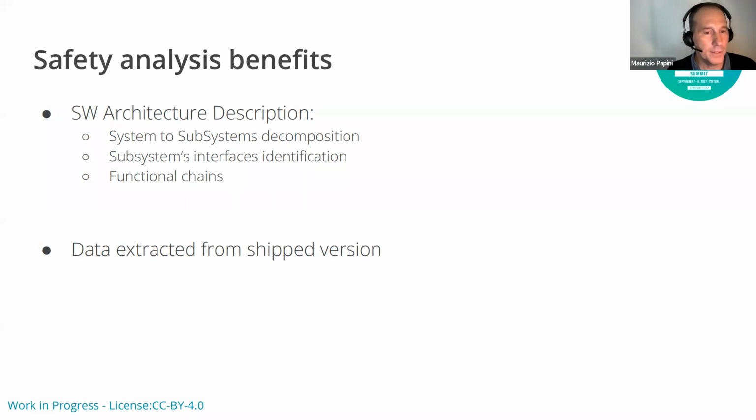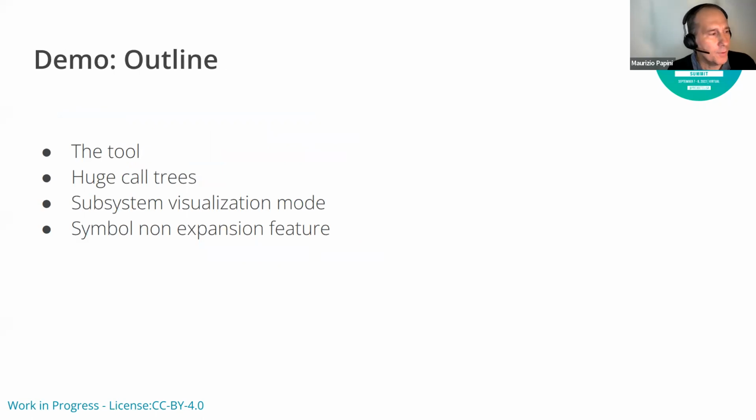The work presented here today is about a tool that helps the kernel expert to build a static software architecture description. Moreover, working at functional level also helps to extract functional chain dependencies. Finally, it's worth saying that data are collected directly from the version that will be run. And now it's time for a demo.